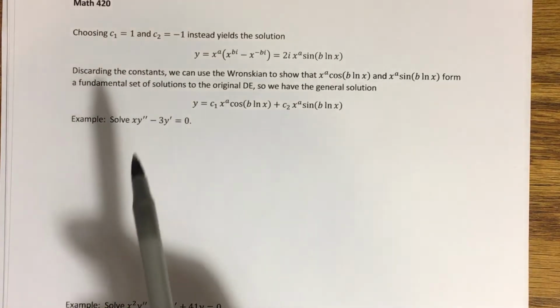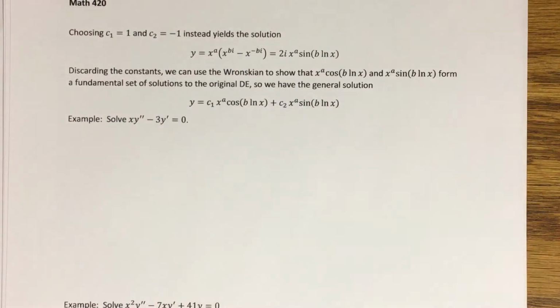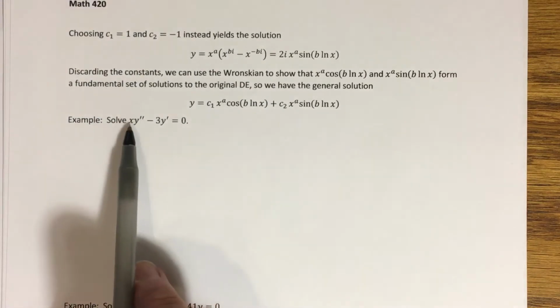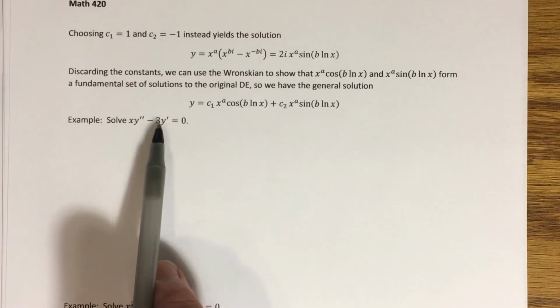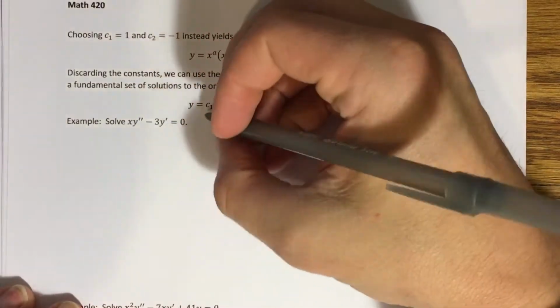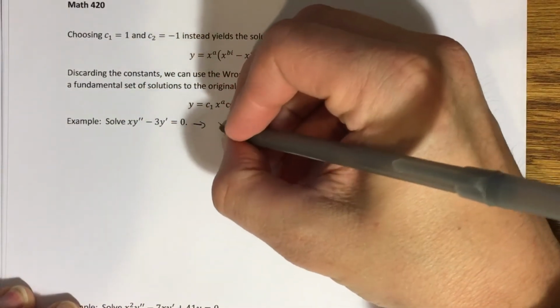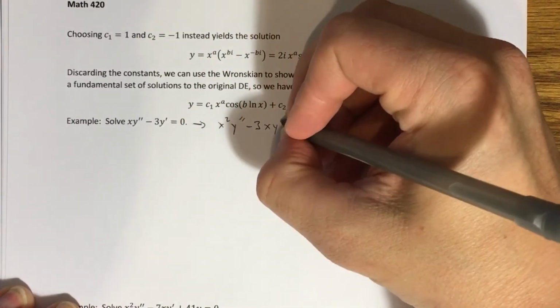So here's an equation that I want to solve: x y double prime minus 3y prime equals 0. Be careful, okay? Don't just jump right in. You need to know that you're looking at a Cauchy-Euler equation here. And if you're paying attention, you should see that you're not. This is not Cauchy-Euler because the power on my x does not match the power on my derivative here, nor does it here. However, if you multiply both sides of this equation by x, you make it into a Cauchy-Euler equation. So I get x squared y double prime minus 3x y prime equals 0.